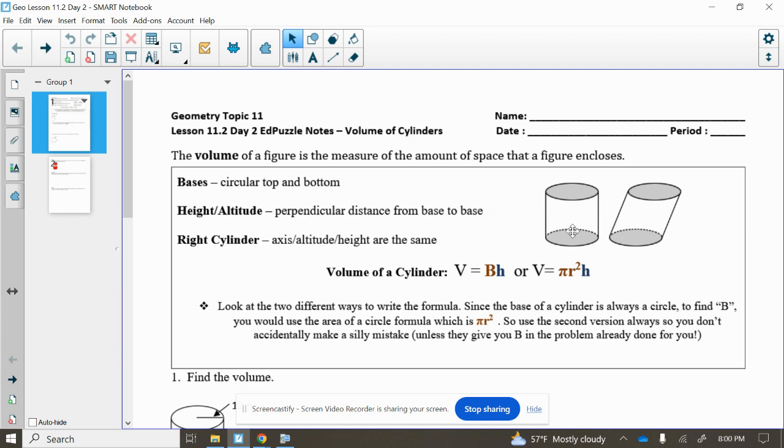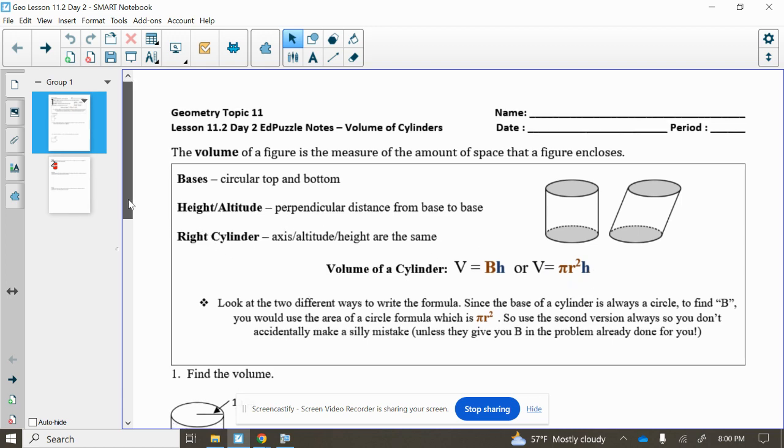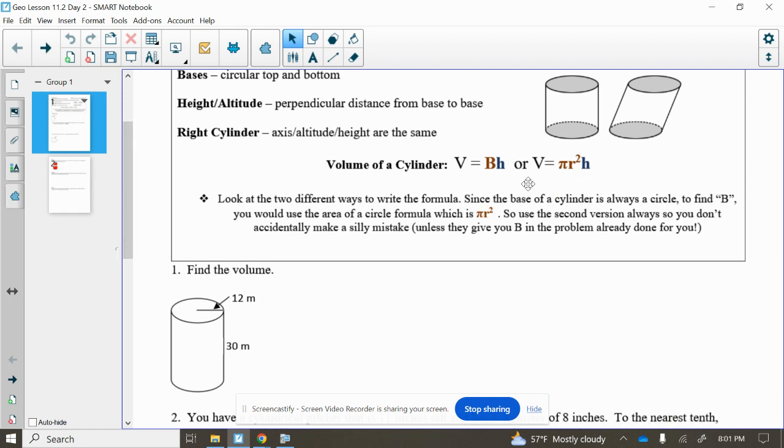Reminder, with our cylinders, they have two bases that are circular in shape, and the overall height of the cylinder is the distance from base to base, that perpendicular distance if it is an oblique cylinder. Since the base shape is always a circle in our cylinders, we can bypass the area of the base portion of this, because our area of the base formula is always pi r squared, the area of a circle. And then again, we will multiply it by the height. So again, we can skip thinking about what the shape is since we know it's always a circle.